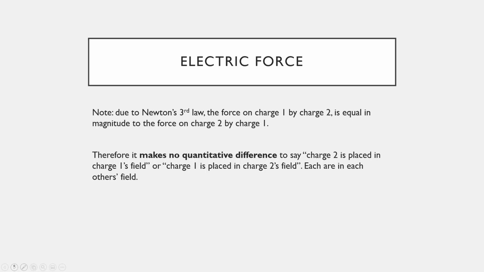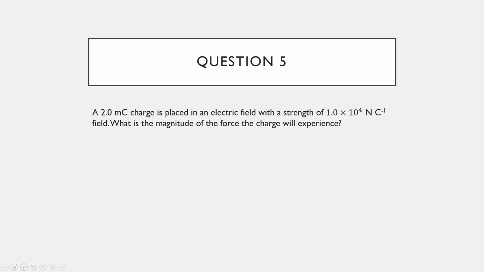So there you go. All right, let's do a question, so we can see how we can apply this equation. So we've got a 2 millicoulomb charge. So that's 2 times 10 to the negative 3.